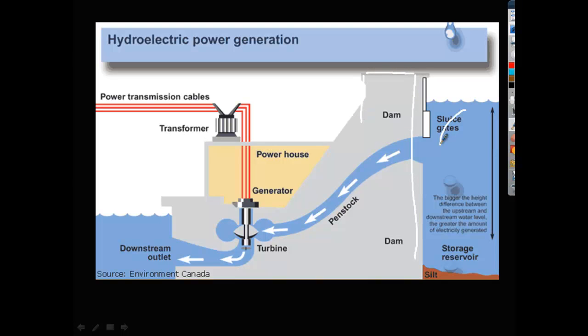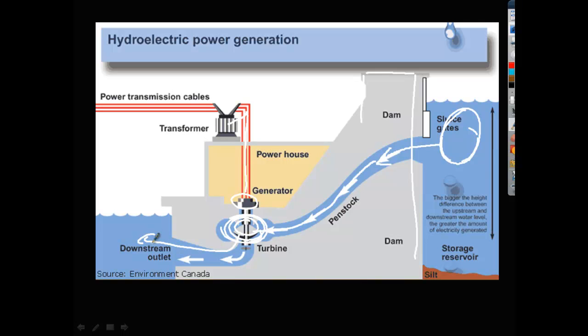As the water backs up behind it, you allow opening for water to come through, and that water now can move at a high rate of speed down an opening where it turns a turbine. That turbine then is connected to a generator, which then creates the electricity, which is then sent off. All right, and then the water can continue down and continue flowing downstream.